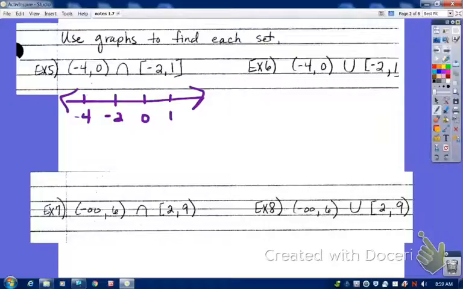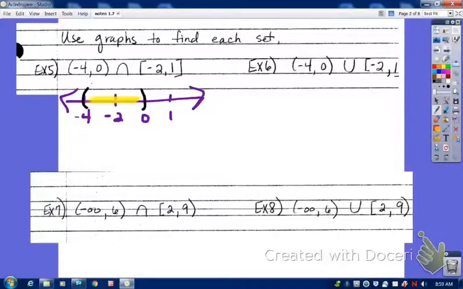Okay? Graph the first interval. It goes from -4 to 0, parentheses on -4, parentheses on 0. So here's my first interval. And then what I like to do is graph the second interval above the number line so I can see where the second one is, and then I can see what the two graphs have in common.